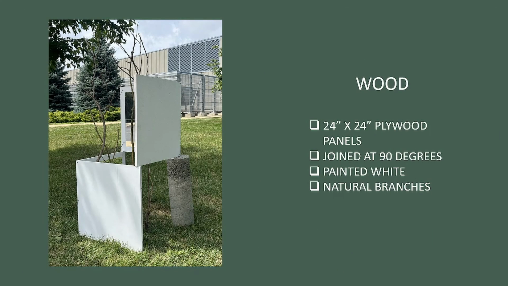So first I'll touch on my use of wood in this final design. There are 4 24 by 24 inch plywood panels that I used and joined them at 90 degrees using just some basic metal screws. You'll also notice that these pieces of wood are painted white on either side, and this is to further represent that idea of the international style and that kind of boxy white form that's commonly seen.